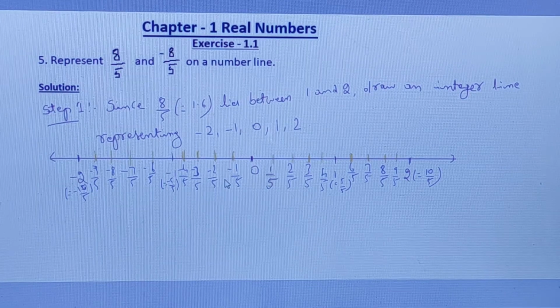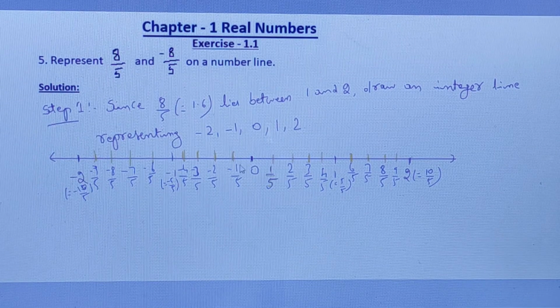So similarly, we have minus 1 by 5 here, minus 2 by 5, minus 3 by 5, minus 4 by 5, minus 5 by 5, minus 6 by 5, minus 7 by 5, minus 8 by 5, minus 9 by 5, and minus 10 by 5.